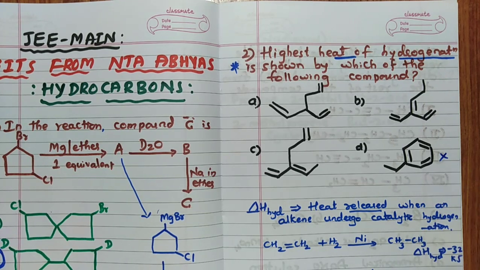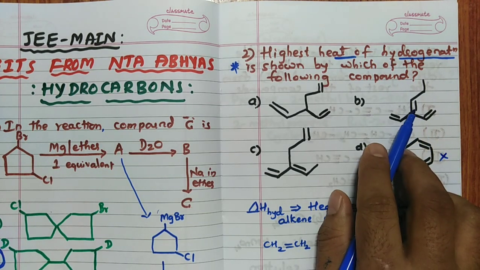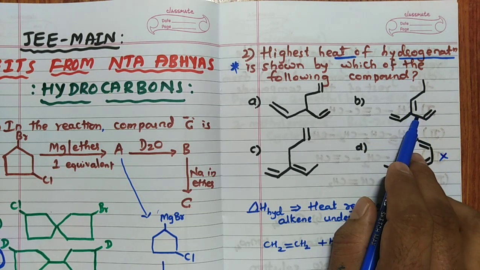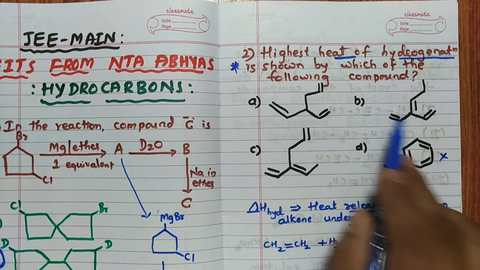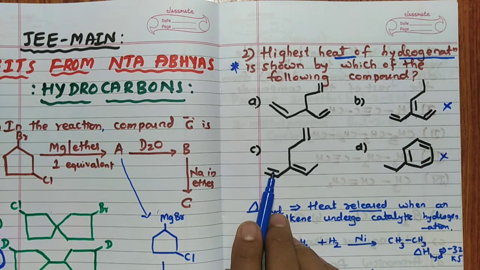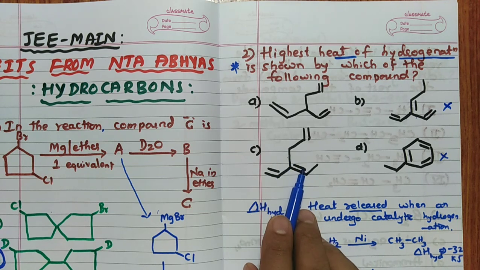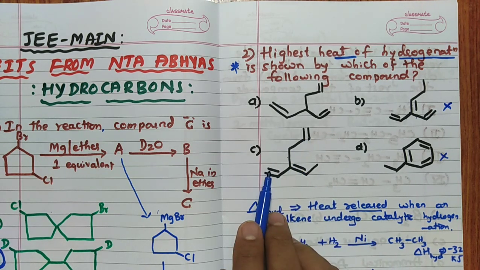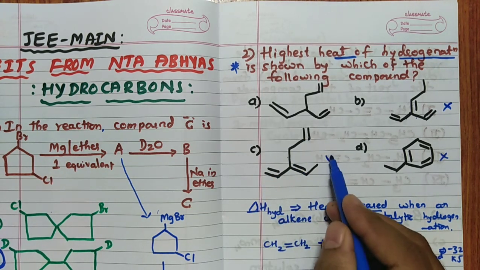This is not the answer. Here also you can say conjugation. So this is conjugation with this and this is conjugation with this. This is also not the answer. This is conjugation, and this is not in conjugation, but these two are in conjugation. Hence remember this is also not the answer.